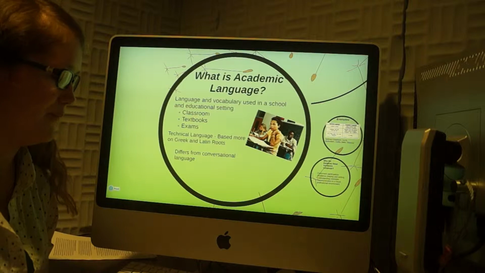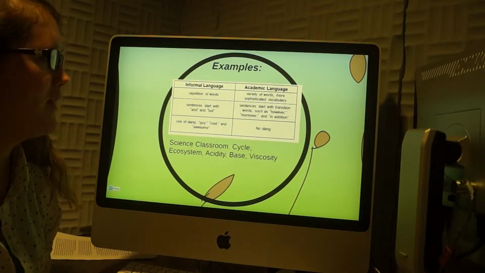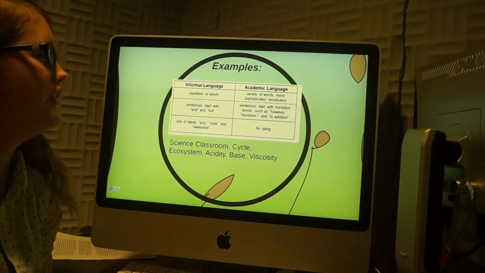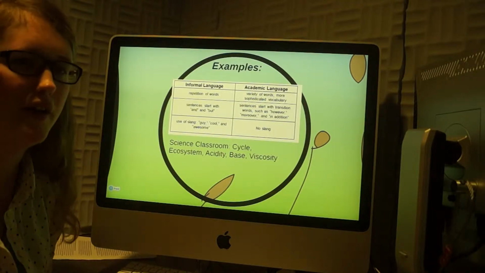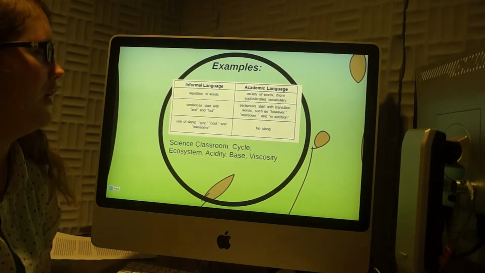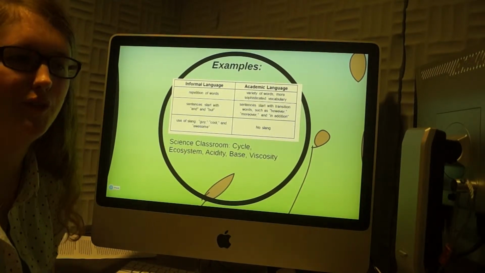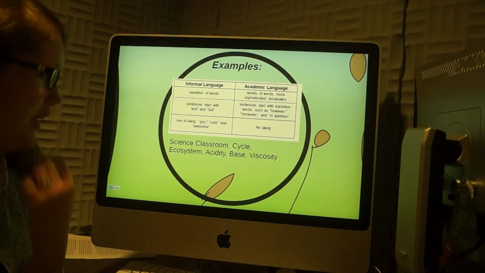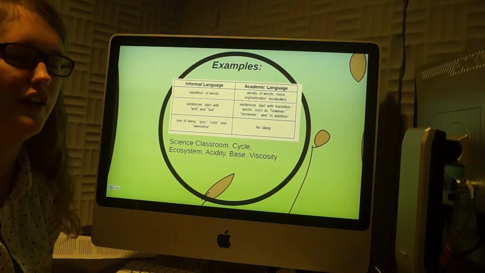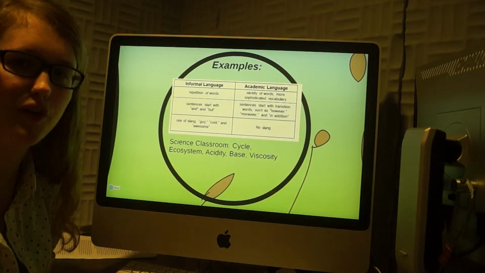Here are some examples. Academic language has a lot more variety in its vocabulary, and there's a lot more transitional words like however and in addition, as compared to a lot of ands and buts in conversational language. Also, academic language is not very slang related, while informal conversational language has a lot more slang to it. An example I found was in a scientific classroom: some examples of academic language would be cycle or ecosystem, or in a math classroom it would be sum, dividend, words like that, words that are more academic that you don't hear as often, but are actually really important to have in the classroom.